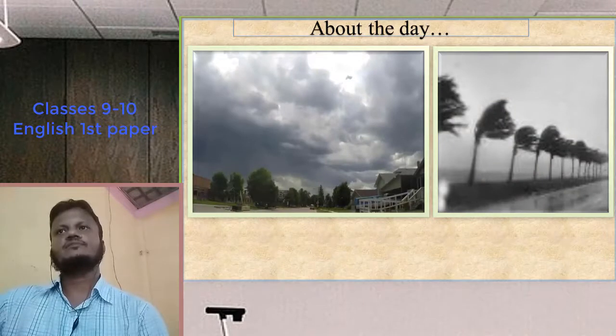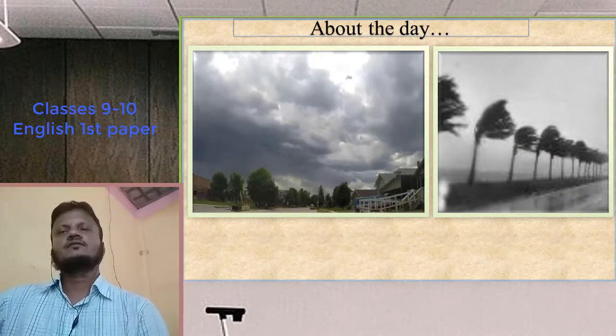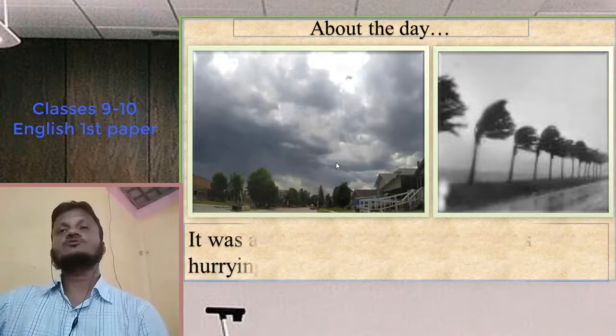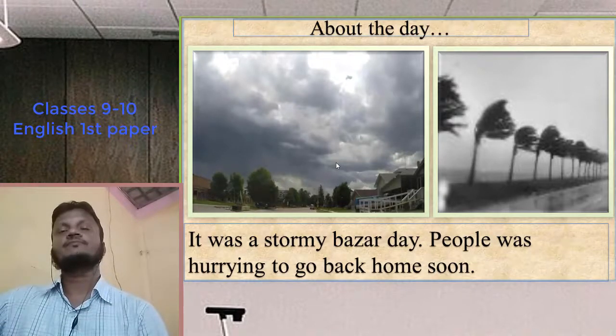You already know that people went to the bazaar to buy their necessary things. But it was in the evening, the sky was cloudy and a storm was about to happen. So people rushed to cross the river. Who can cross the river? But it was a stormy bazaar day.